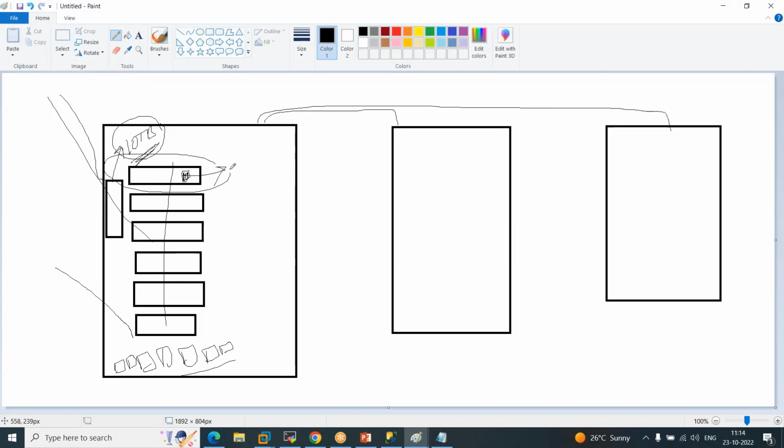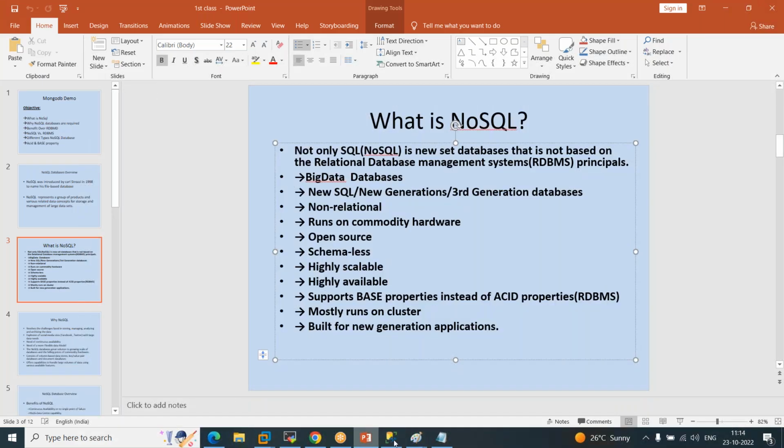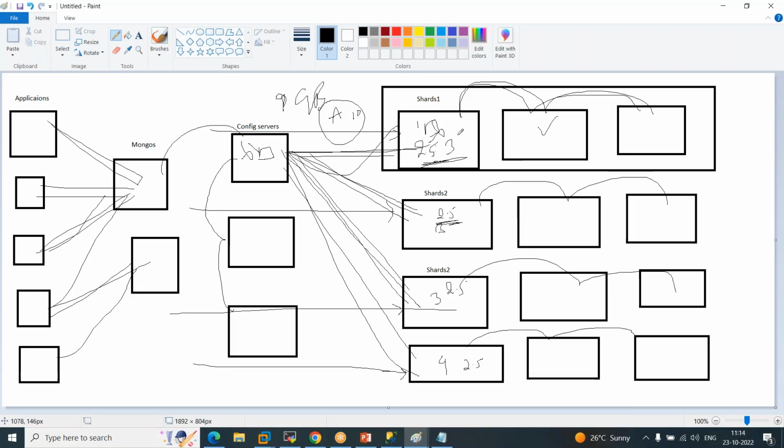Highly available, no single point of failure. In an RDBMS, if one drive is down, it doesn't matter that it is spread across 100 drives, one file is down and the entire database will be down. That is a single point of failure. Whereas in the NoSQL family, only a chunk of data is down. You have 100 GB, 25 GB is down, 75 GB is still operational. Okay, that's a good thing.